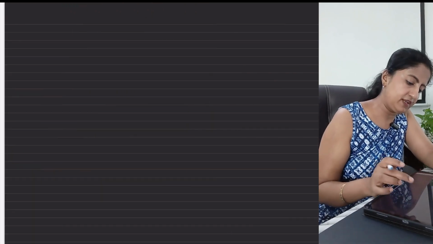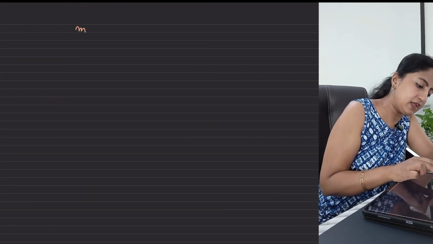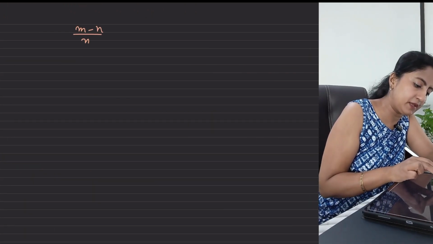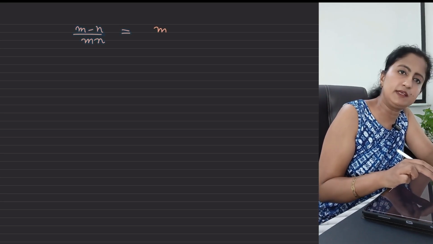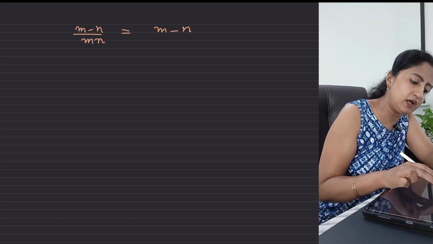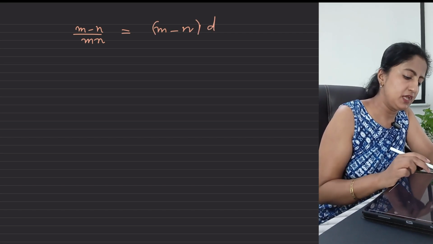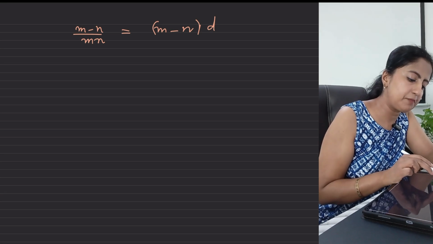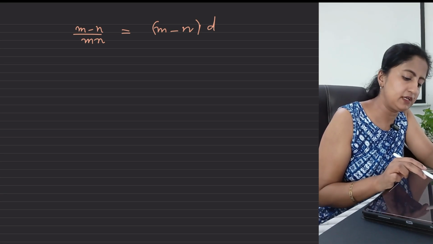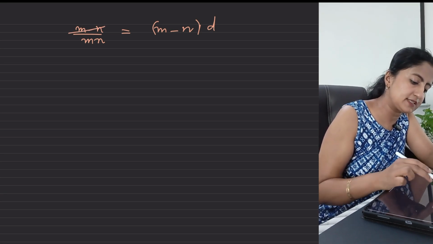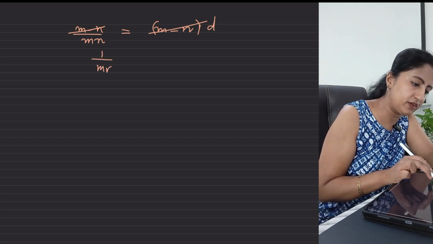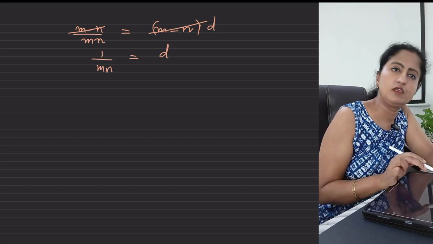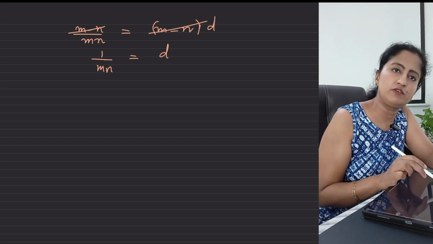Now we have m minus n over mn equals, we had md minus nd. So I am taking out d as a common factor from that and we are left with this. Now if you see, we have got m minus n as a common element on both the sides. So I'm just cancelling it out and we got the value of d as 1 over mn. Okay, now we have got the value of d.